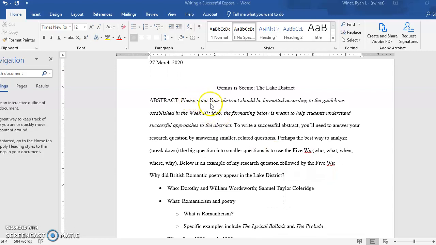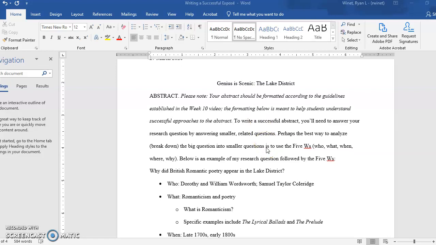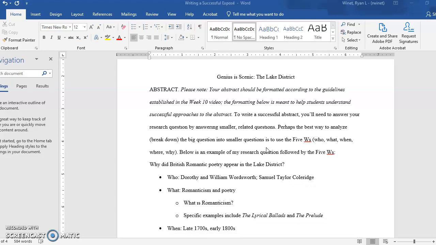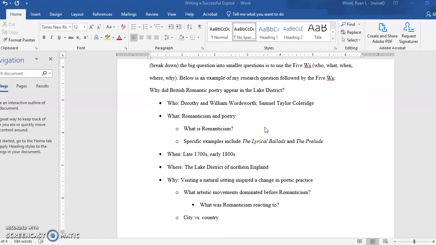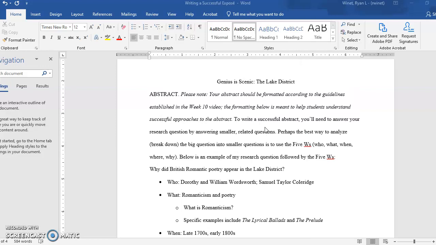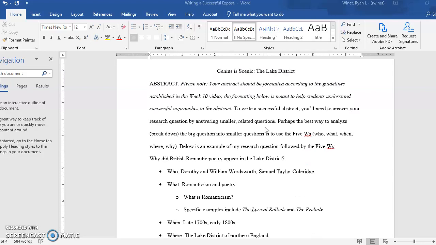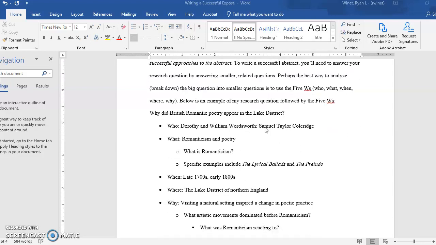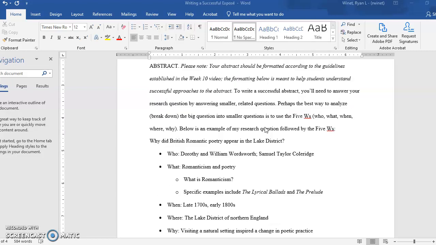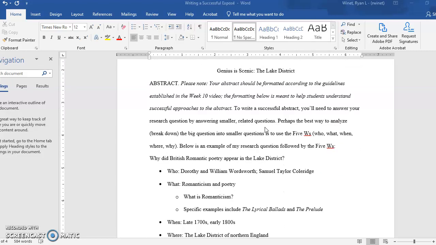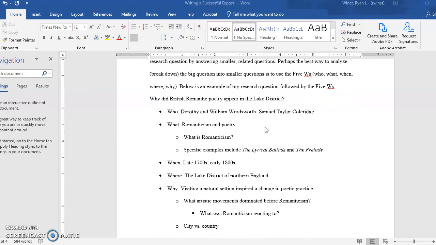Please note, as I warn on this screen, that the abstract should be formatted according to the guidelines established in the Week 10 video. The formatting below is meant to help you understand successful approaches to the abstract, so please do not compose the abstract and format it as a bulleted list. And that will go for the annotated bibliography and for the glossary that you'll see in the Week 11 videos. The bullets are meant to help you chunk information and better digest the properties of a successful abstract, annotated bibliography, and glossary.